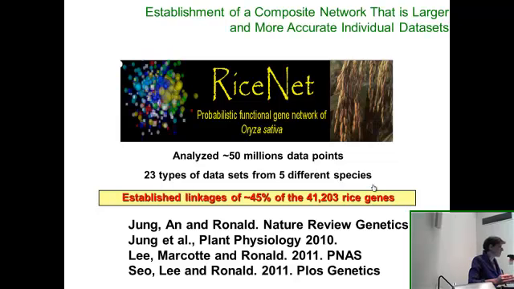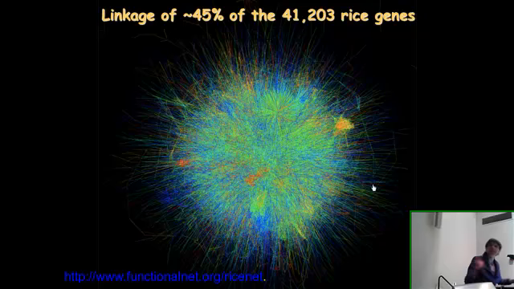So they analyzed 50 million data points from 5 different species and generated RiceNet. This is what it looks like. It's a linkage of 45% of the estimated 41,000 rice genes. Each of these lines is a connection between two genes. Not necessarily a protein interaction, but it could be just a genetic connection or a literature connection. So this image is made up of many different types of underlying data.